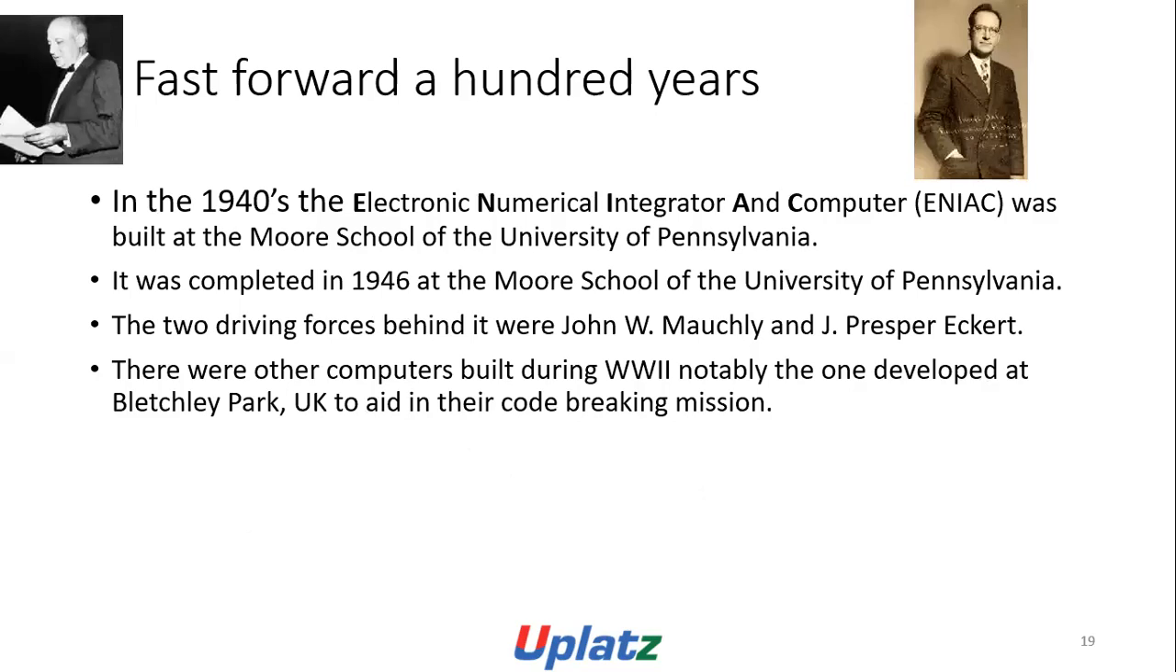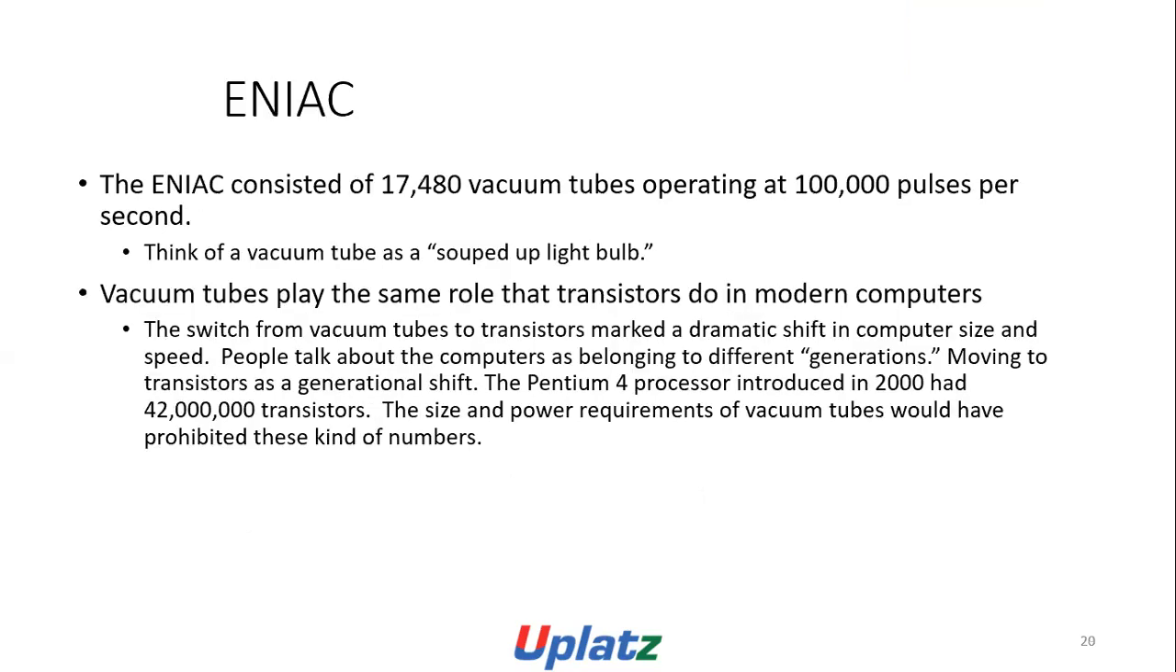Fast forward many years, in the 1940s, the Electronic Numerical Integrator and Computer, ENIAC, was built at the Moore School of the University of Pennsylvania. The two driving forces were John Mauchly and John Presper Eckert. There were other computers built during World War II, notably the one developed at Bletchley Park, UK, to aid in the code-breaking mission. The ENIAC consisted of 17,480 vacuum tubes operating at 100,000 pulses per second. Think of vacuum tubes as super light bulbs. Vacuum tubes play the same role that transistors do in modern computers.